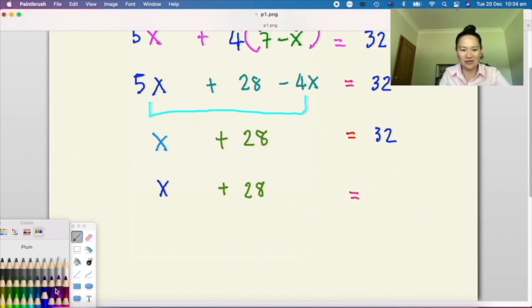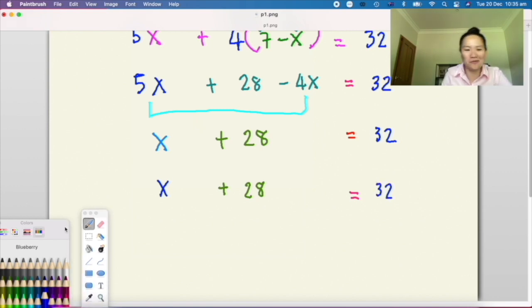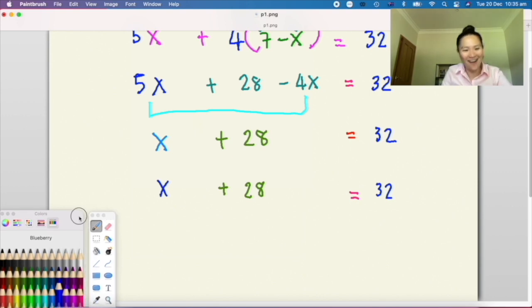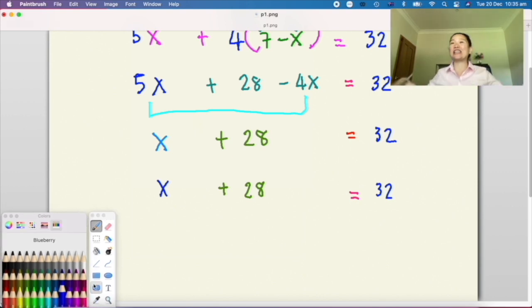Equal 32. Okay. By the way, when you try to solve equations, I tell you something. Someone asked me, how can you teach 2 hours, 3 hours and smile all the time? Well, maybe because I'm happy to do that. If I'm not happy, I don't smile.